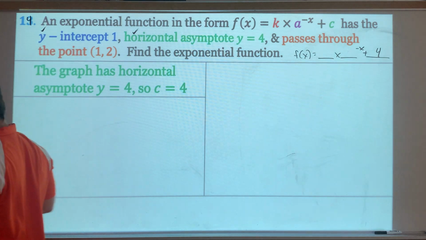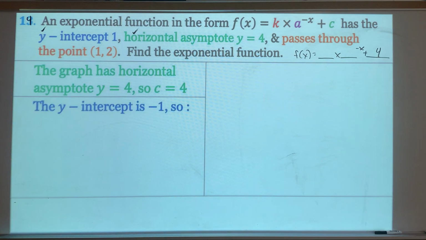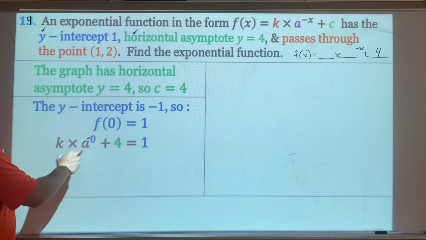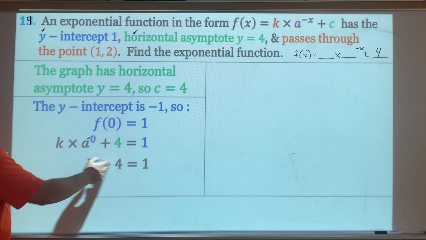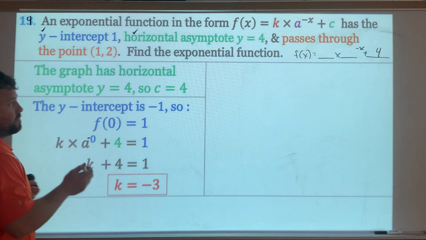All right, next thing, we're going to use our y-intercept. So y-intercept is 1, so f of 0 equals 1. What that means is when x is 0, y is 1. K times a to the -0, or 0, doesn't matter, plus 4 equals 1. A to the -0 is 1, so this just becomes k times 1 plus 4 equals 1. Subtract 4 from both sides, and k equals -3.